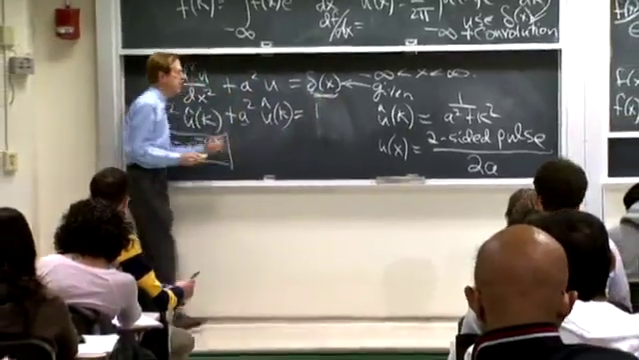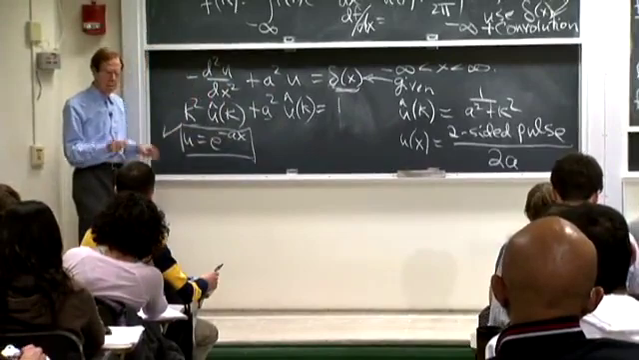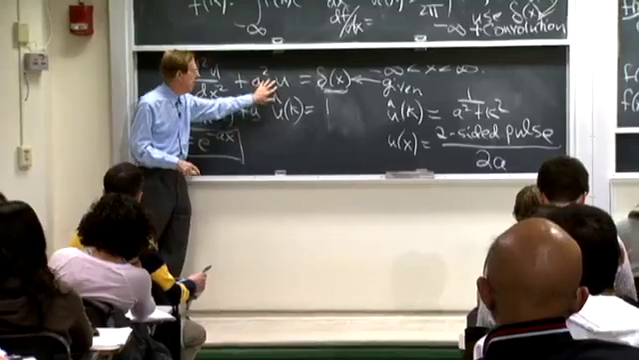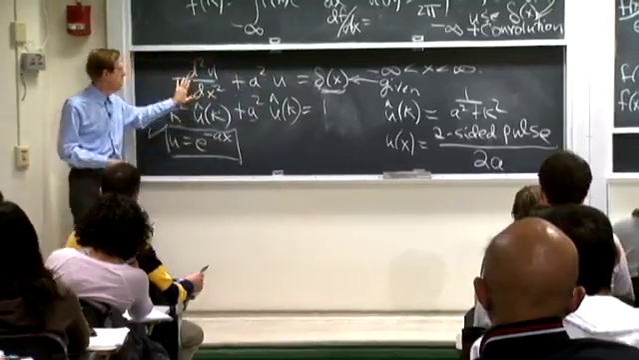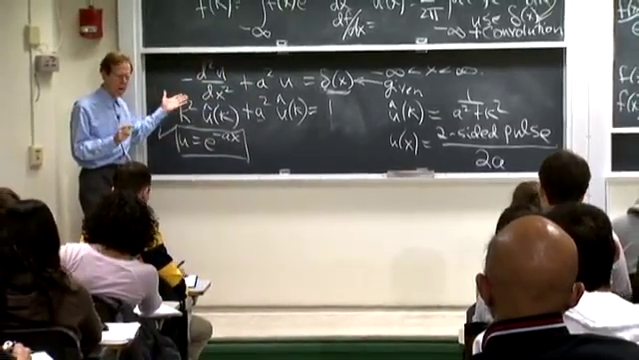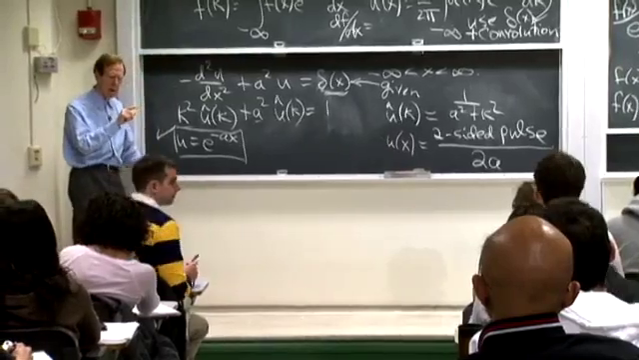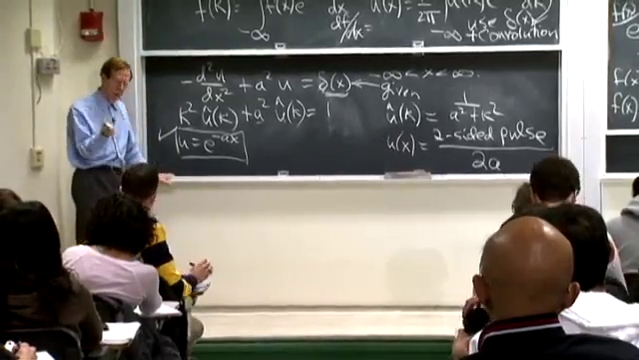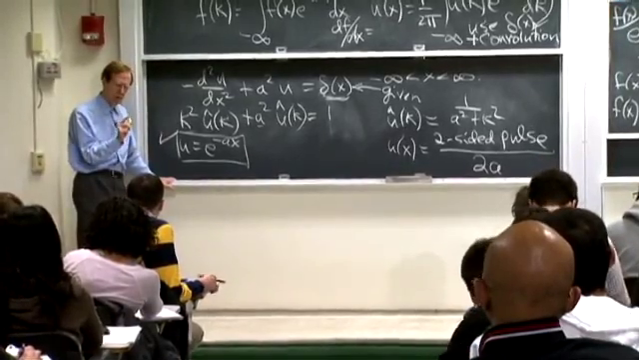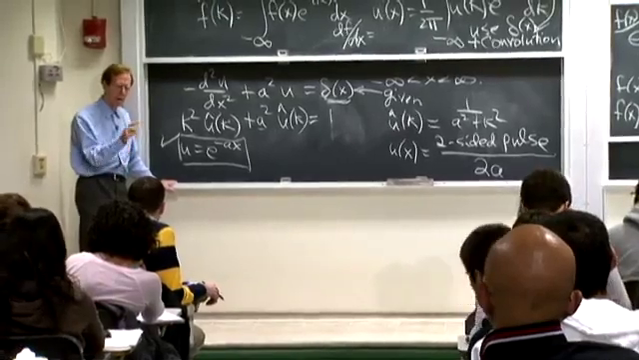What happens at the spike? Going back to the beginning of the course, this term is going to be unimportant compared to this term. What do I see? With minus u double prime equal a spike, what was the solution to that? U had a corner, right? The slope of u, what did the slope of u do? It dropped by 1, was that right? The slope of u dropped by 1.